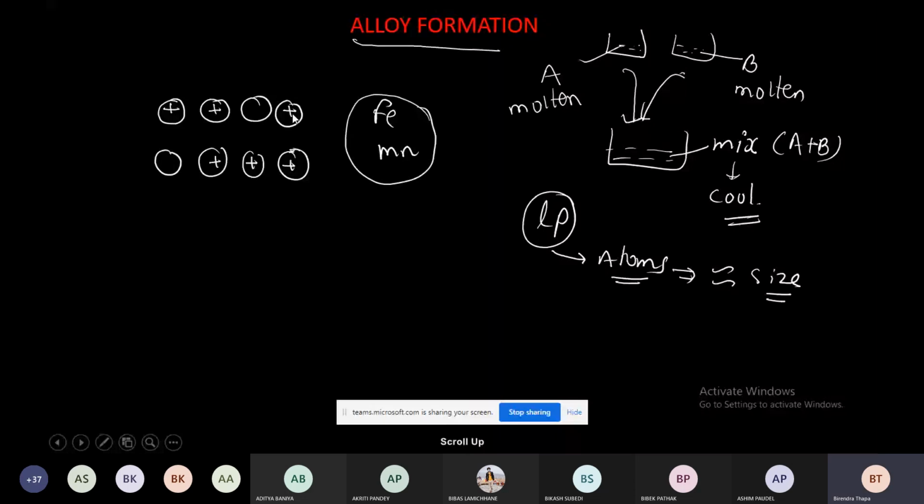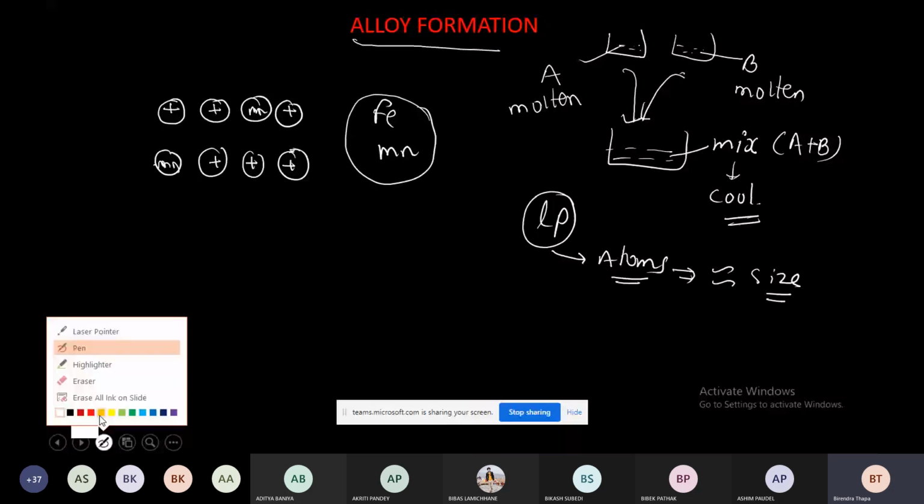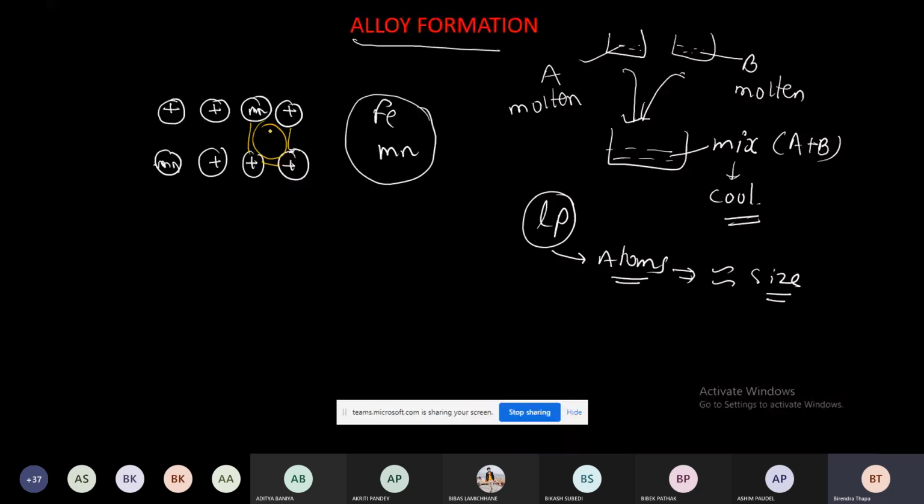While in interstitial compound formation, the interstitial site, the empty space in between the constituent particles, is occupied by smaller size atoms. If the interstitial site is occupied by smaller sized atoms, in that condition interstitial compounds will be formed, while if the lattice point of one element is replaced by atoms of another element, in that condition an alloy is formed.